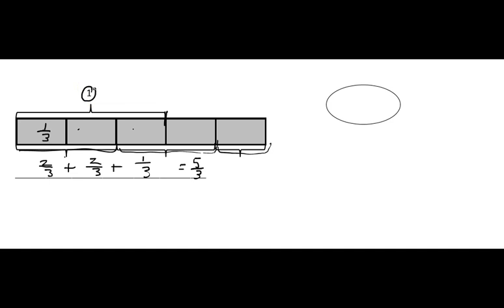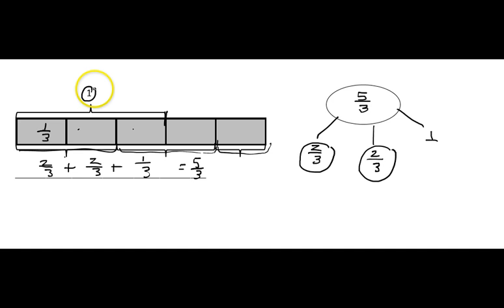The 5/3 is my whole for the number bond, and we'll break that again into 3 sections. We'll show that 5/3 is made up of 2/3 plus 2/3 and 1/3. So my number bond matches my picture and my number sentence.